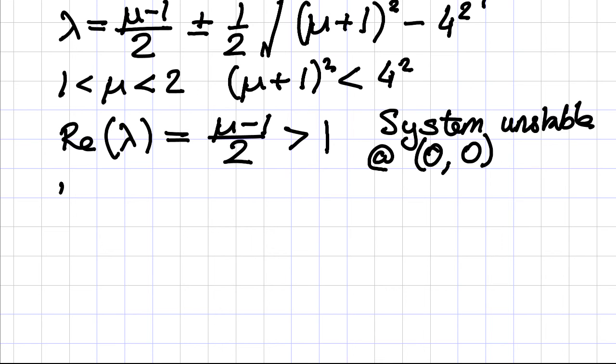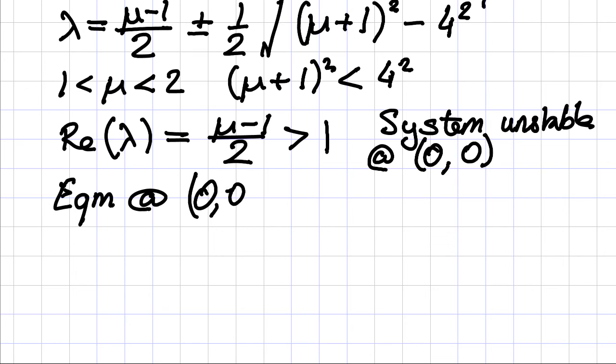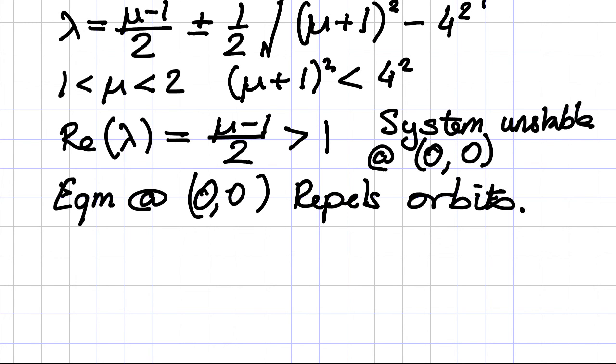So the equilibrium at 0, 0 repels orbits. So that means by Poincaré-Bendixson, if I can show there's a trapping region, so if I can show the region where trajectories move in and are trapped, then because I can exclude the equilibrium at 0, 0 from this region, the system will have a periodic orbit. And I'll look at that in the next video.